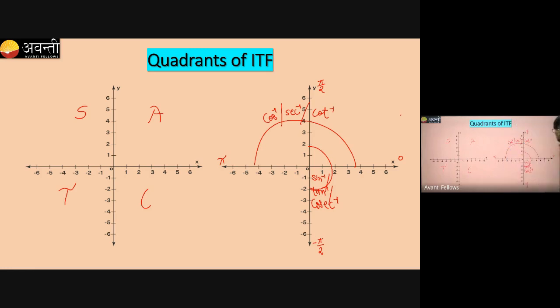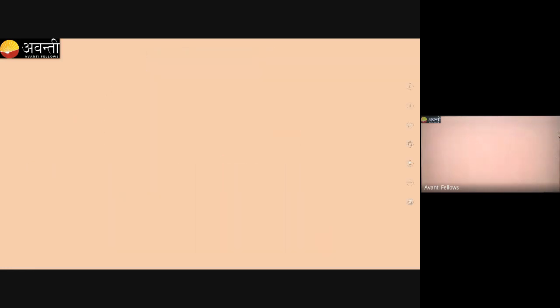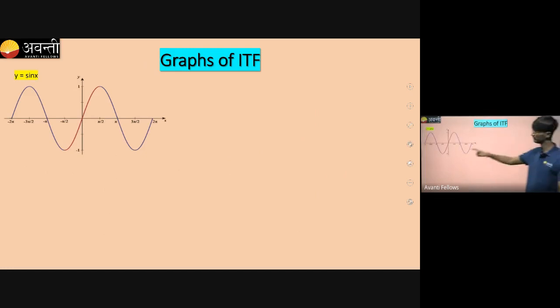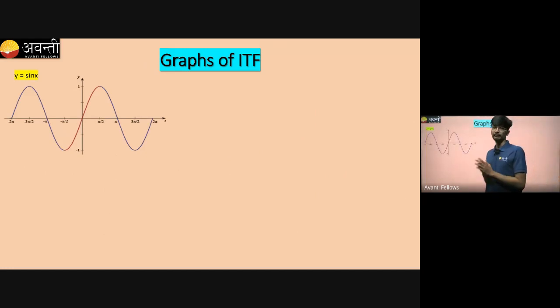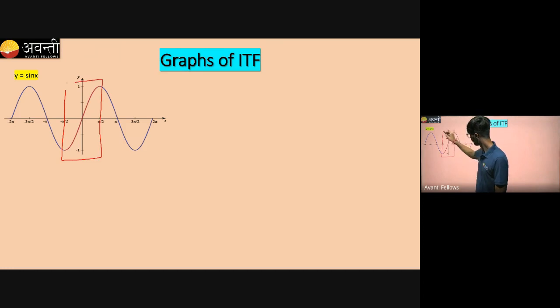Now let's move into the next part, which is graphs of ITF. I hope you remember the graph of sin x. The graph of sin x is this. But for the inverse to exist, again, we have curtailed the graph of sin x. So curtailing from minus pi by 2 to pi by 2, again you can see the red highlighted portion. This is the graph of sin x for me. So only look through this window.